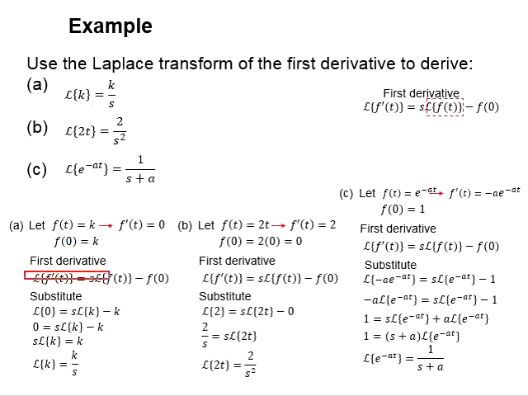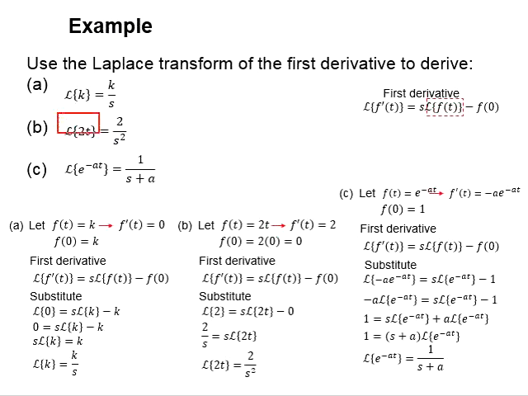Based on the formula of the first derivative, substitute f prime t equals 0, substitute f(0) equals k, and you will obtain this formula. Rearrange the formula and you will obtain this. After rearranging, you obtain the final solution equal to k per s.